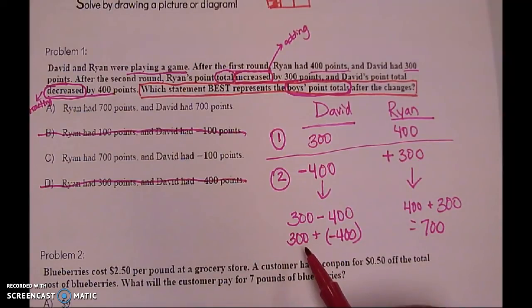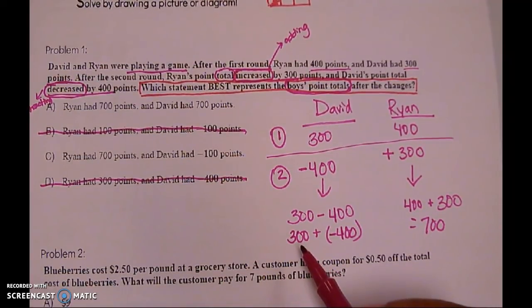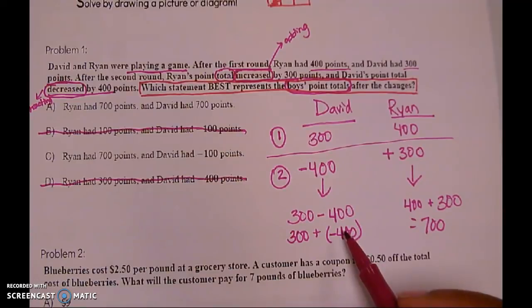Now I don't have to draw a bunch of dashes, because at this point I know that if I drew a whole bunch of dashes, I'm going to have less positive dashes and more negative dashes. And that means I'm going to be left with negative dashes. So I know my final answer is going to be negative simply because the negative is this 400.